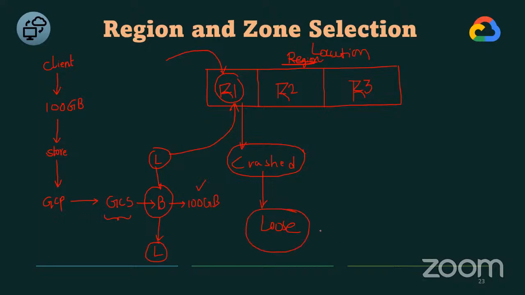If the data is not available and your client is asking for the data, you do not have the data because you selected one single region. Due to some earthquake, that entire region was crashed, and due to that, you have lost your entire data. Now your client is asking you where is the data. You can't retrieve it because if the region itself is crashed, we can't do anything.